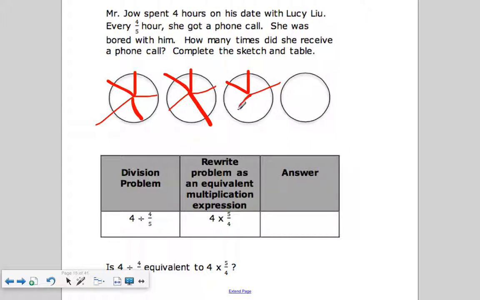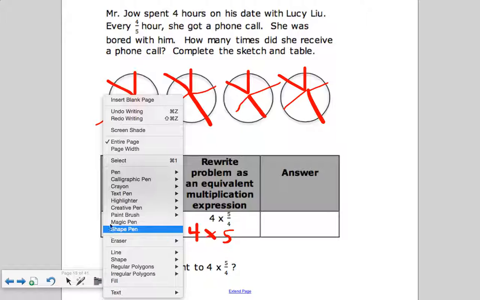So divide this in fifths. So we started with how many clocks? 4 hours. And we split them into fifths. How many fifths do you see here? 5, 10, 20 of them. 4 times 5 is 20.